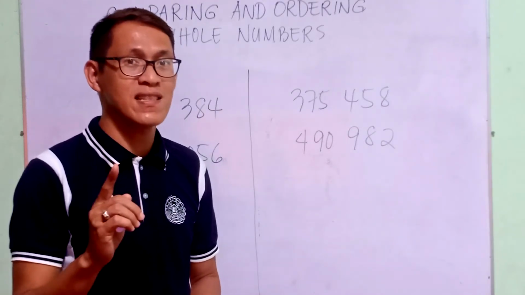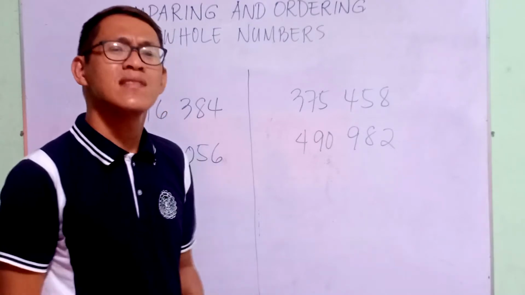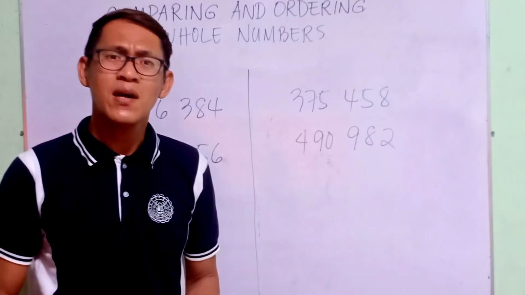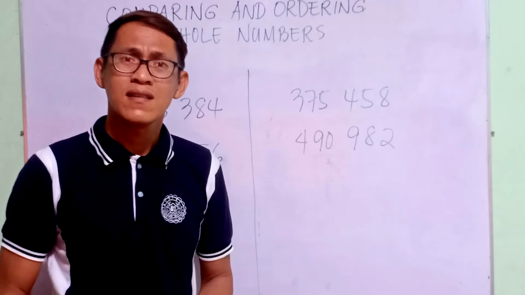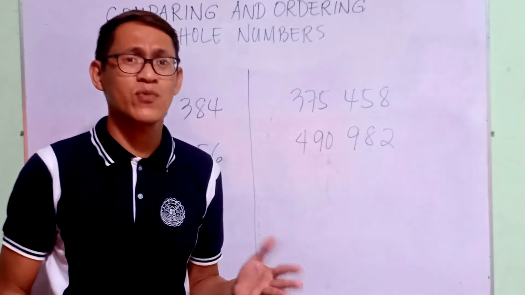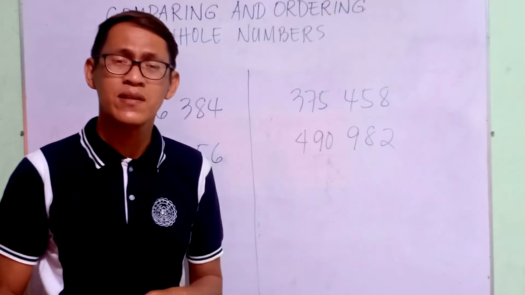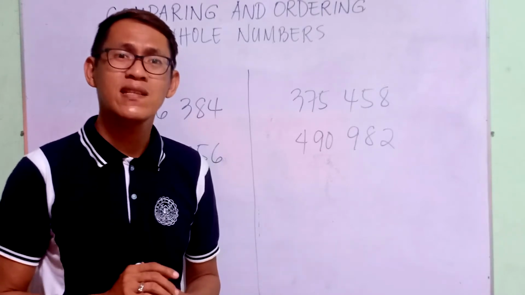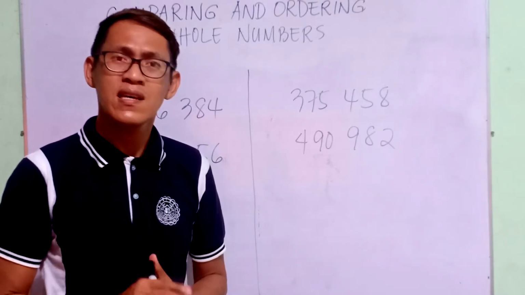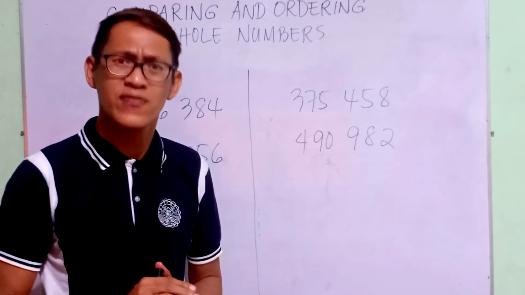Are you ready for this lesson? Now, how do we compare whole numbers? How will you know if one number is greater than the other or one number is smaller than the other? Well, the easiest way to compare whole numbers is just count the number of digits.